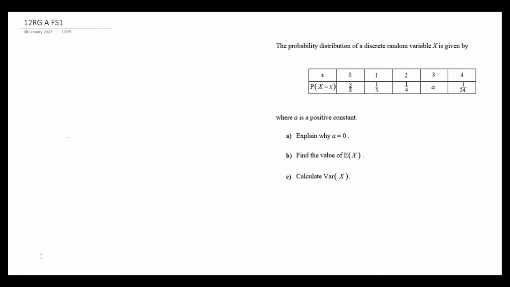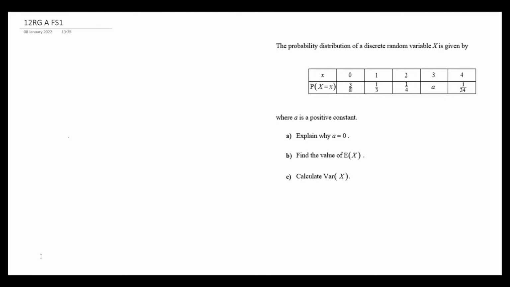So in this question, we have a discrete random variable. We have the probability distribution of the discrete random variable x, and this is given with the probabilities and the outcomes in the table. So the outcomes are 0 through to 4, and the probabilities are as shown. We have an unknown probability a, and we've been asked to explain why a equals 0.